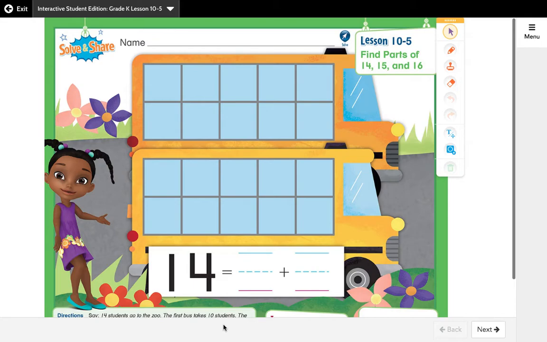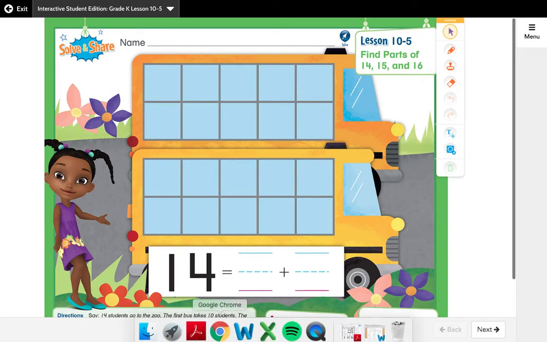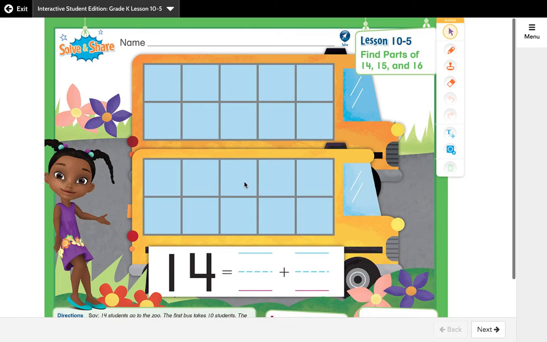Okay, parents, we're going to jump into lesson 10.5 for math today. And remember, we are still making parts. Today we're using numbers 14, 15, and 16. So if you have any objects that your kiddo can physically count with today, again, this is for that solve and share problem. We normally do it with objects.